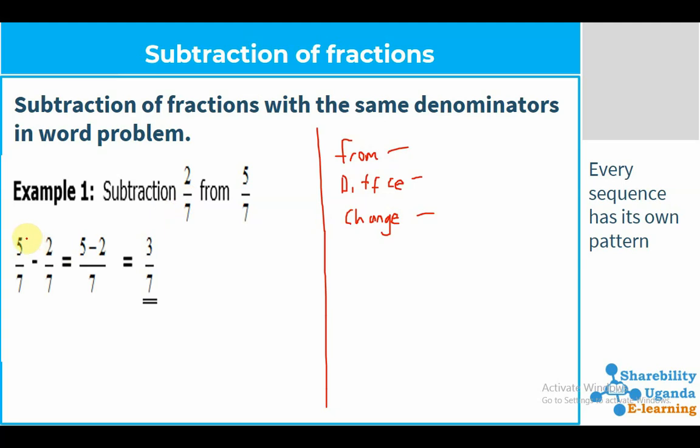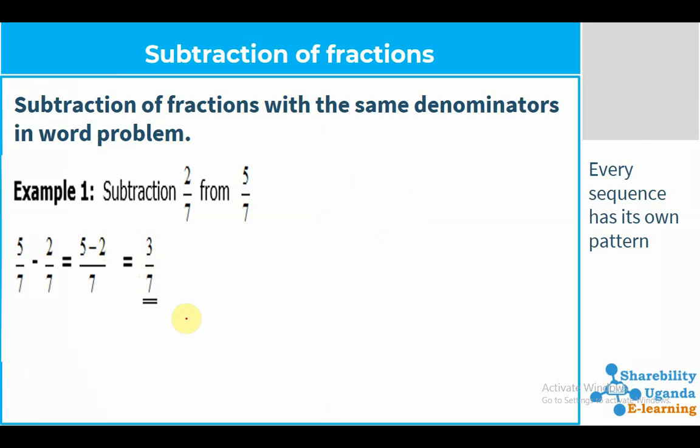So this is why they write 5 out of 7 minus 2 out of 7. After you have arranged it this way, you look at the denominators. They have the same denominators, so we shall use our denominator, which is 7. Then we say 5 minus 2, so we come up with 3 out of 7. So that is how they solve fractions in word problems or statements.